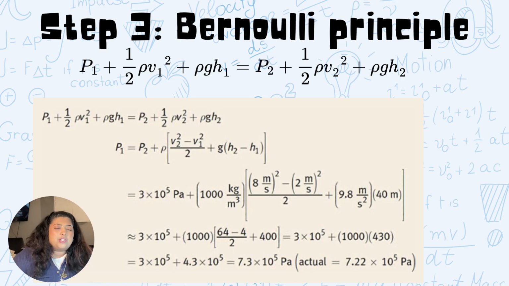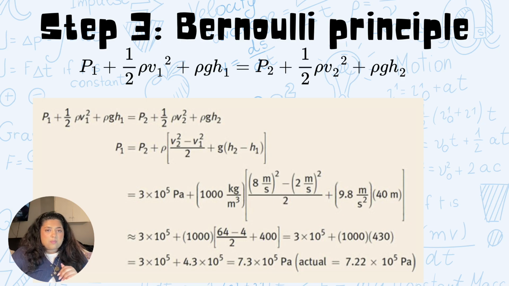Next, we apply Bernoulli's equation to find the pressure at ground level. We use the full form of Bernoulli between 2 points. Then we rearrange to solve for P1, the pressure at ground level. Now we substitute in our given values. We're given that pressure at the top is 3 times 10 to the 5 pascals, the density of water is 1,000 kilograms per meter cubed, and gravity is 9.8 meters per second squared. The velocity increases from 2 to 8 meters per second, and the height difference is 40 meters. So plugging everything in, we get P1 equals P2 plus density times this entire term over here.